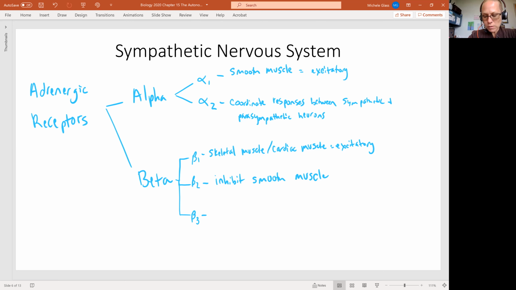This beta 3 is going to be found on adipocytes, which are the cells of your adipose tissue, your fat storage tissue, and it's going to stimulate the breakdown of triglycerides. Remember, we mentioned that you're going to reduce your energy reserves, meaning you're going to be pulling out and using that stored energy. And so that's what we're talking about here.